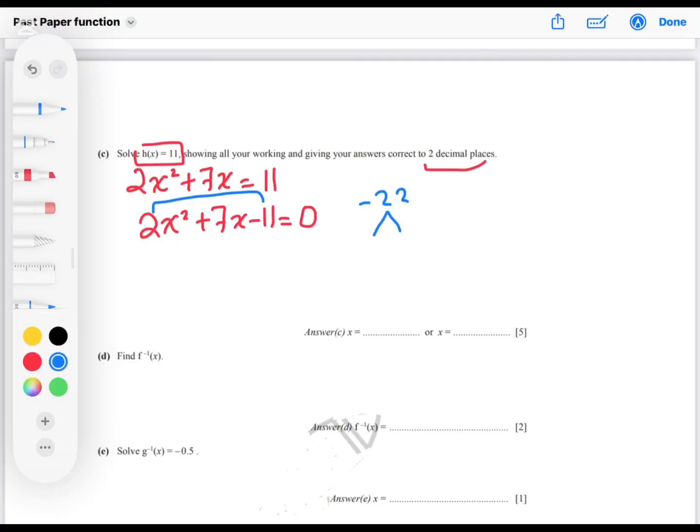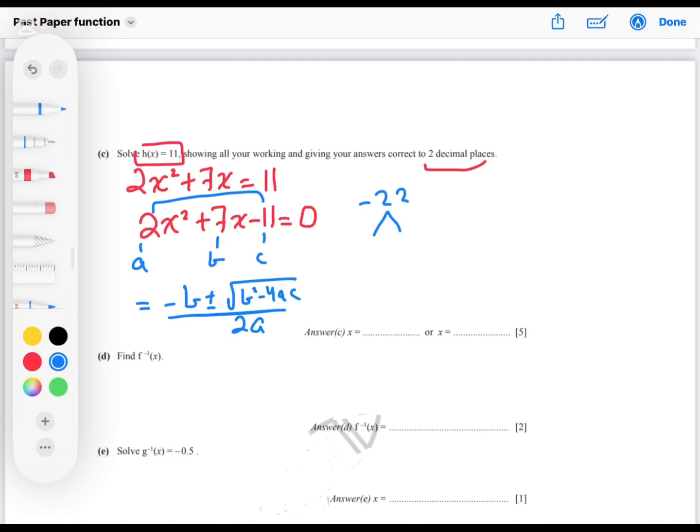So what will be the value? How can we apply the quadratic formula? This will be A, this will be B, and this is C. So the quadratic formula is minus B plus or minus the root of B squared minus 4AC, upon 2A. This is the formula. I hope you know the formula. The first value is 2, then 7, and then minus 11.